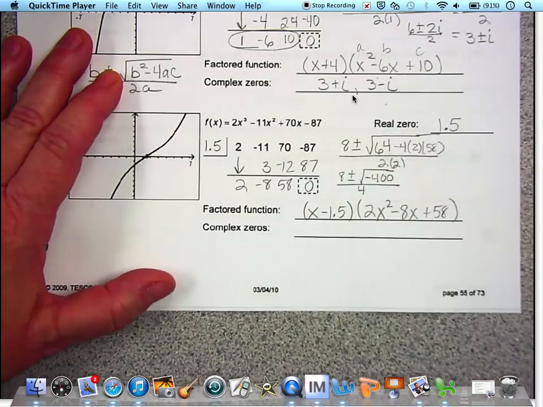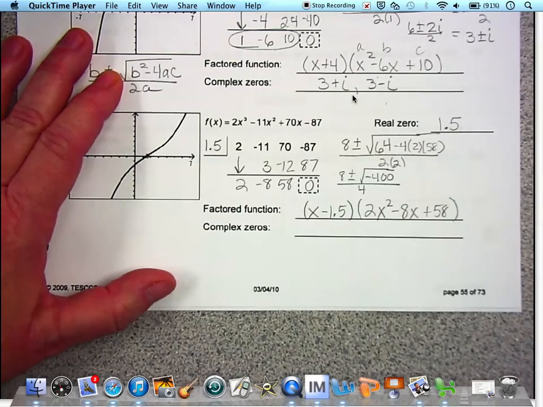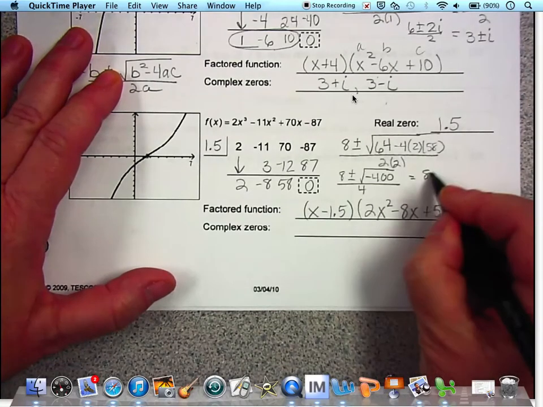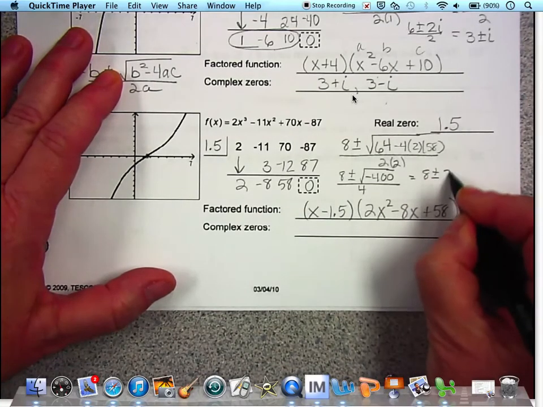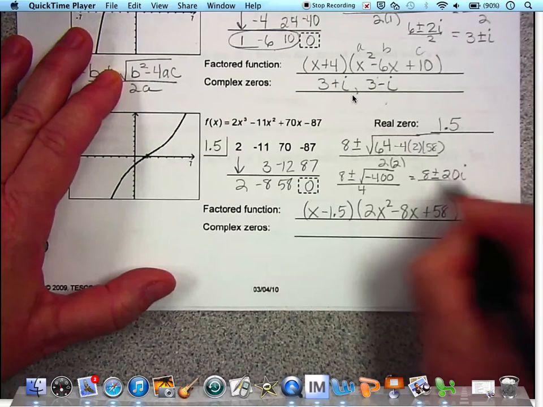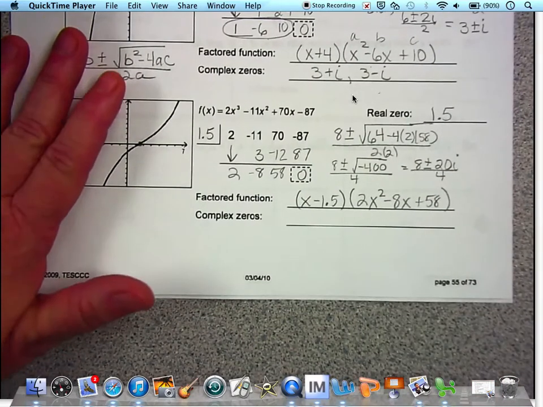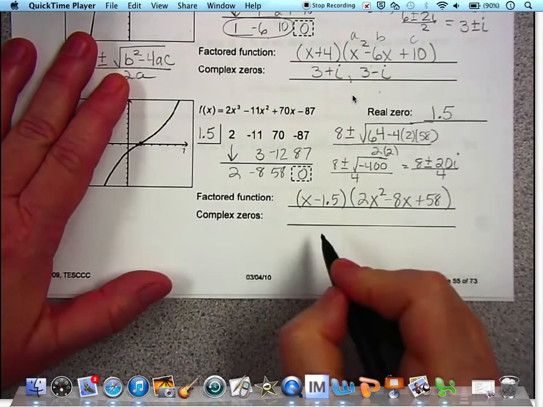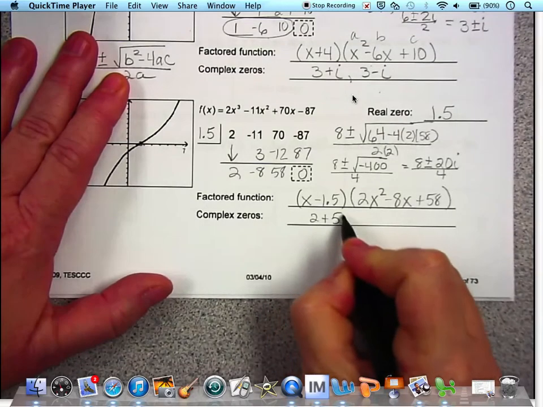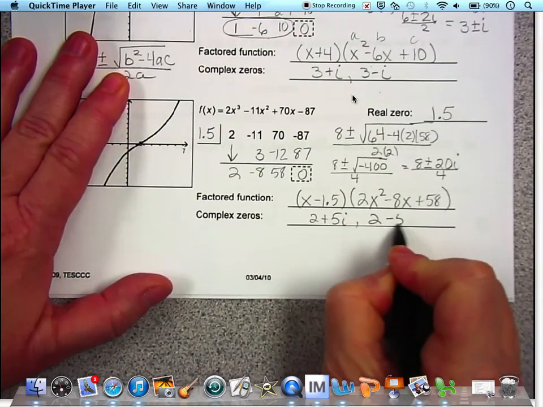What's the square root of 400? It's 20. So that would be 8 plus or minus 20i over 4. Reduce everything by 4 and you get 2 plus or minus 5i. So the zeros are 2 plus 5i and 2 minus 5i.